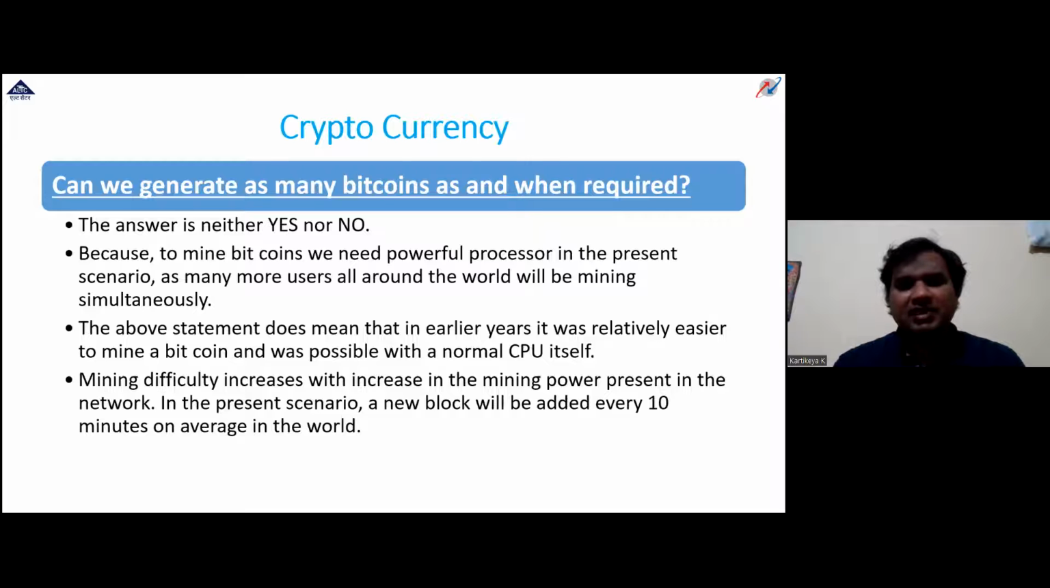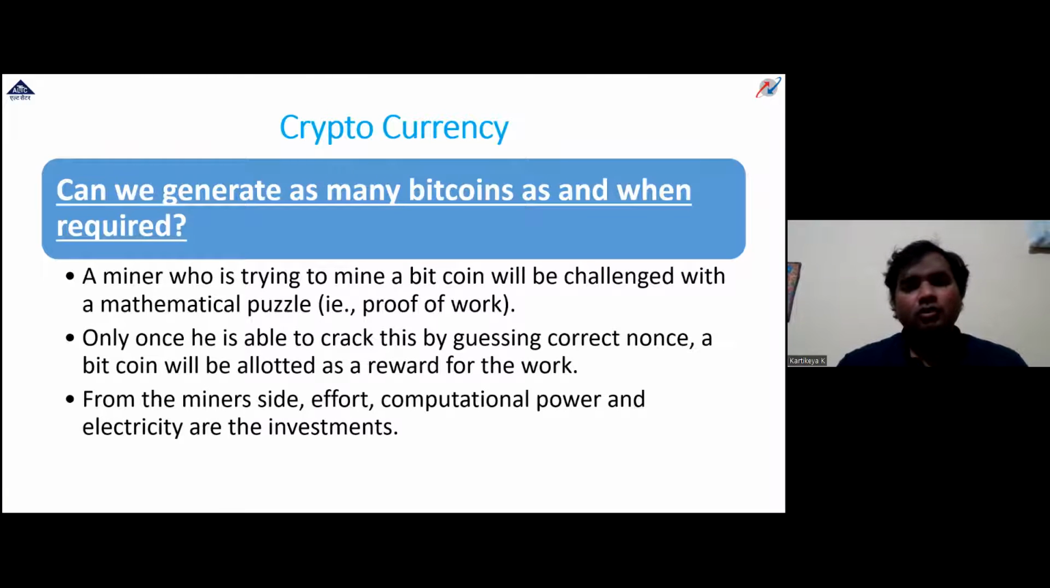Mining difficulty increases with increasing mining power. The users who have better mining power will have a better chance of mining a Bitcoin, so they will be able to create more Bitcoins. In the present scenario, a new block is added every 10 minutes on average, and for adding a new block, the miners are rewarded with Bitcoin. In order to mine a Bitcoin, the users are given a mathematical puzzle. In the case of Bitcoin, the puzzle is proof of work. Whoever cracks that puzzle is rewarded for the work.